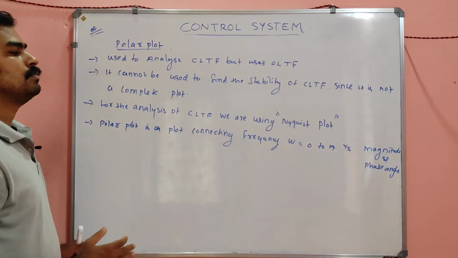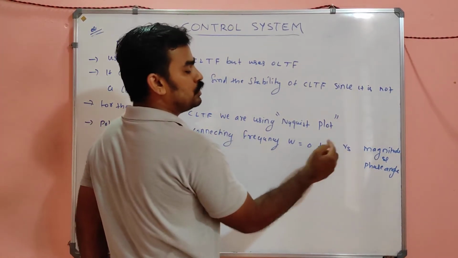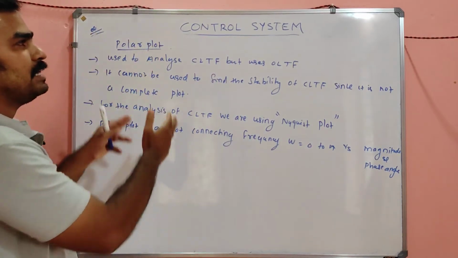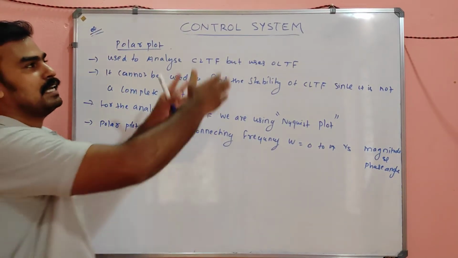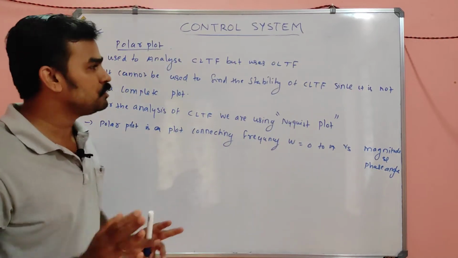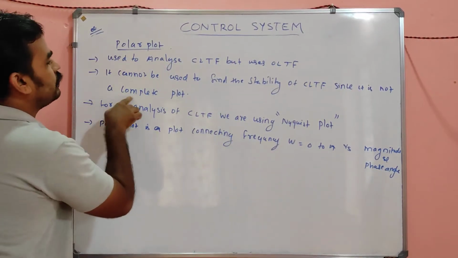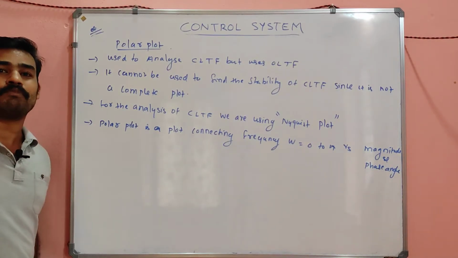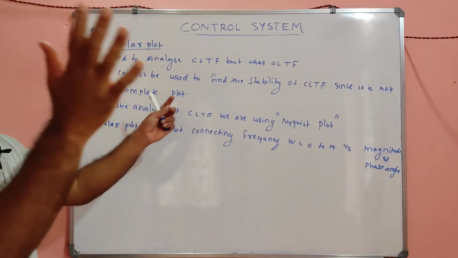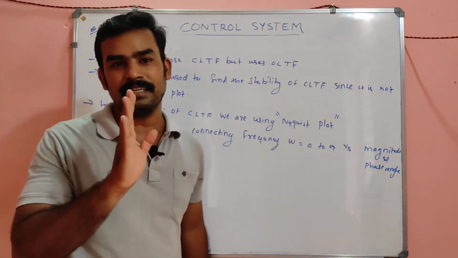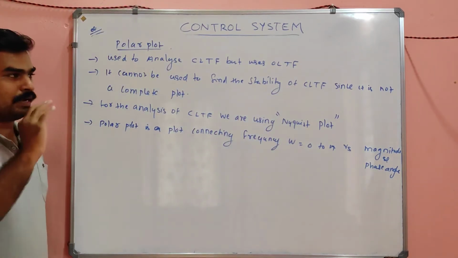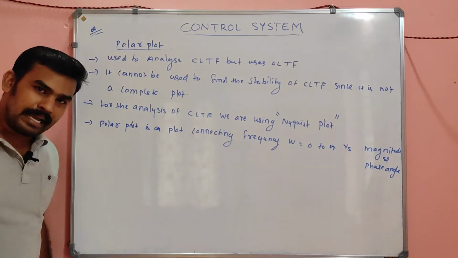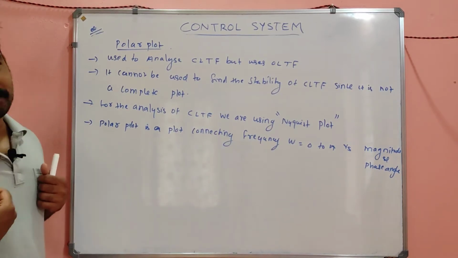That is why 0 to infinity does not mean 0, 1, 2, 3, 4, 5, etc. to infinity. No. We just consider what is at omega equal to 0 and what is at omega equal to infinity, that's all. That is why it is said that it is not a complete plot, because it just gives omega equal to 0 and omega equal to infinity. What happens in between, the complete analysis of the system, it doesn't give. That is why it is called an incomplete plot. Okay, but it is in the syllabus, so we have to study.